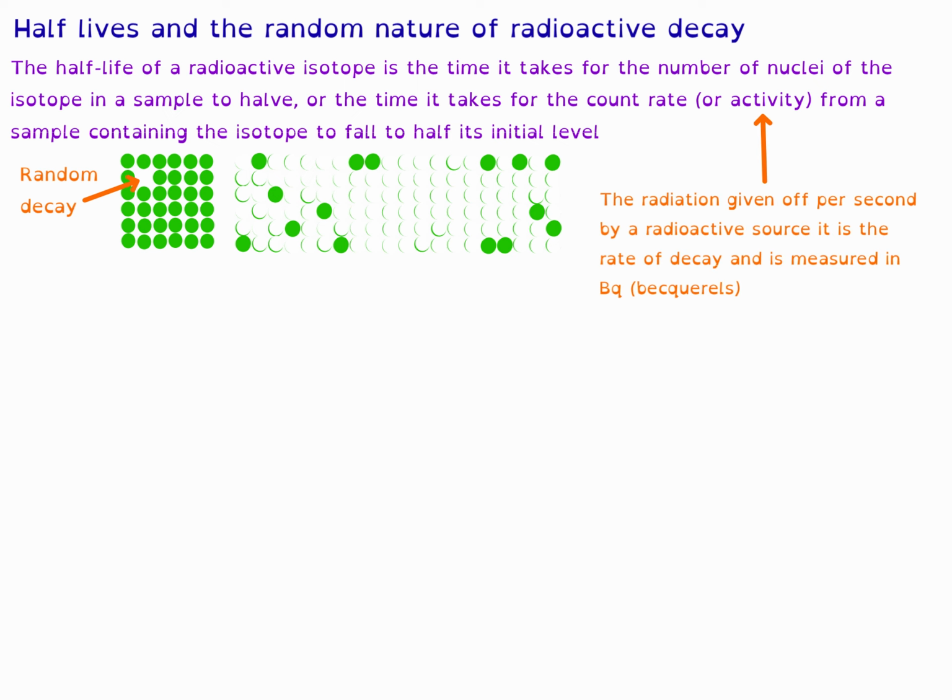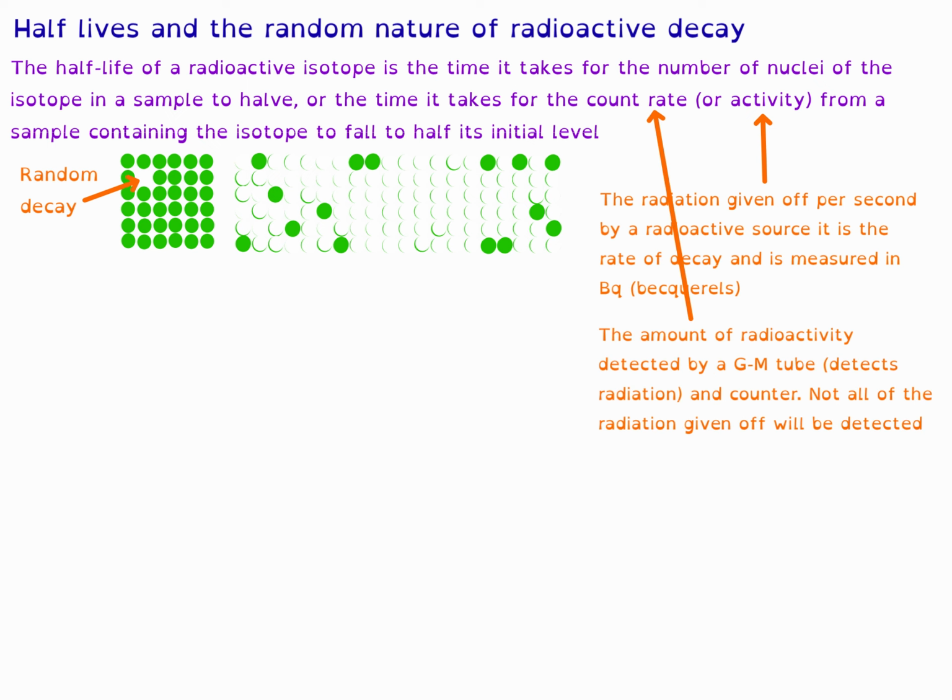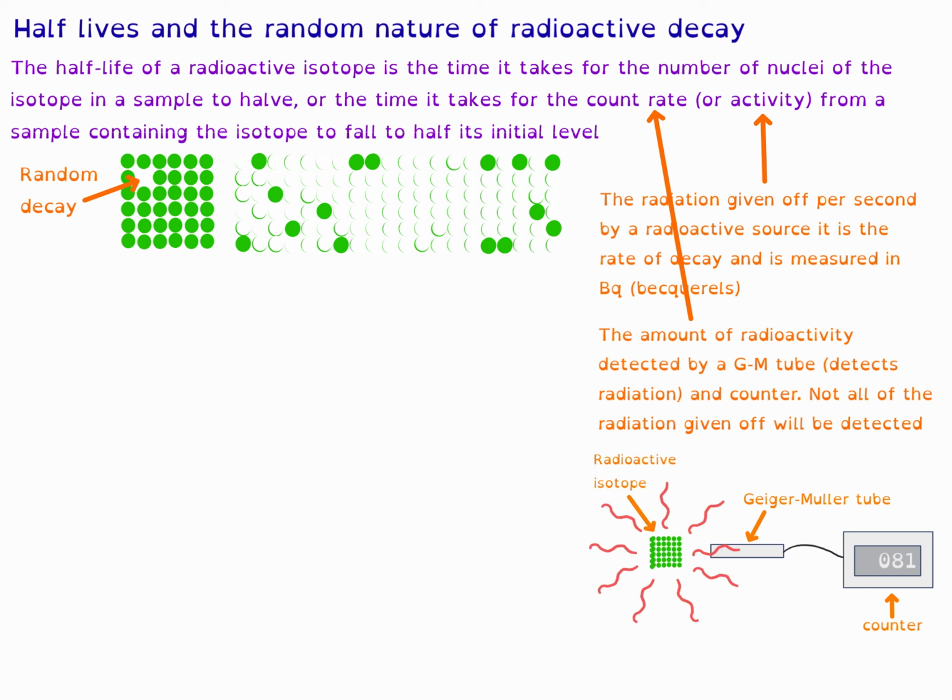The activity is the radiation given off per second by a radioactive source. It is the rate of decay, and it is measured in the becquerel, capital B, lowercase q. Whereas the count rate is the amount of radioactivity detected by a Geiger-Müller tube, or GM tube for short. This is what detects the radiation, and it needs to be attached to a counter which counts the amount of radiation detected. Not all of the radiation given off by our radioactive source will be detected.